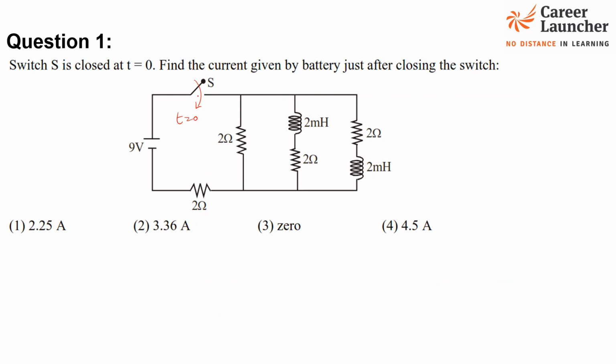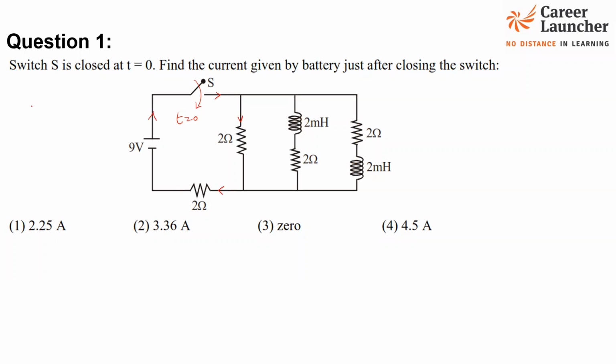So as we know, as soon as the switch gets closed and the current wants to increase, the inductor is going to oppose the change in the current. That means it is going to block the current in its own branch. So when the inductor is not allowing the current to flow in its own branch, then simply the current is going to flow from the resistors.